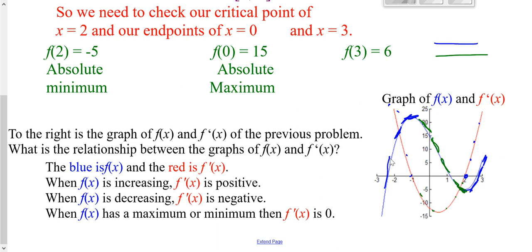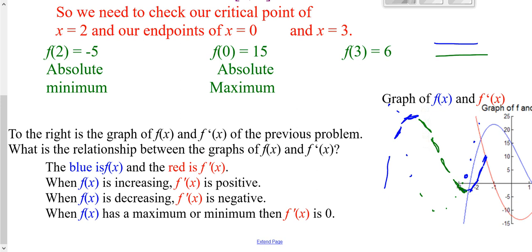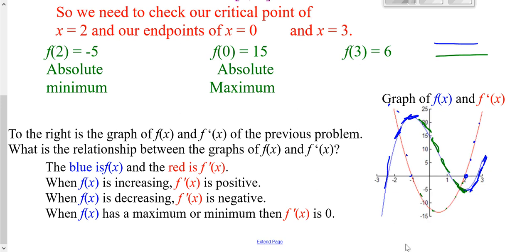So whenever the original function is going up as you go to the right, your derivative graph is positive, above the x-axis. Whenever your original graph is going down as you go to the right, your derivative is negative, meaning below the x-axis, right in here. Whenever your original graph right here is going up, your derivative is positive above the x-axis. And at the maximum and minimum, your derivative is 0.